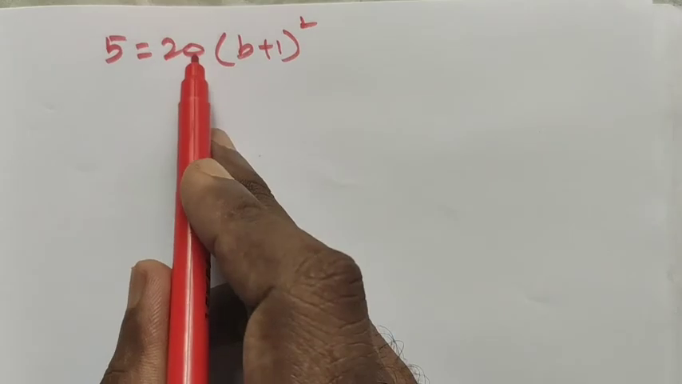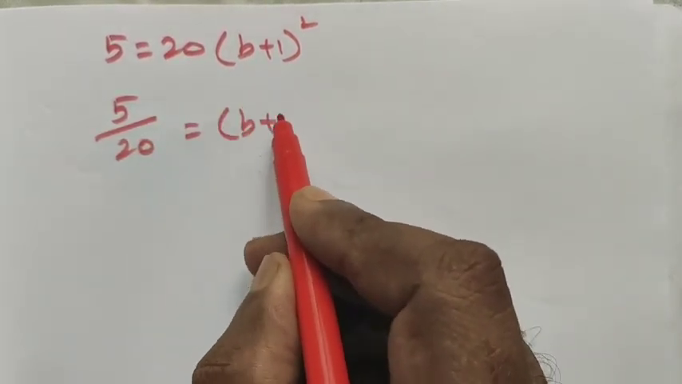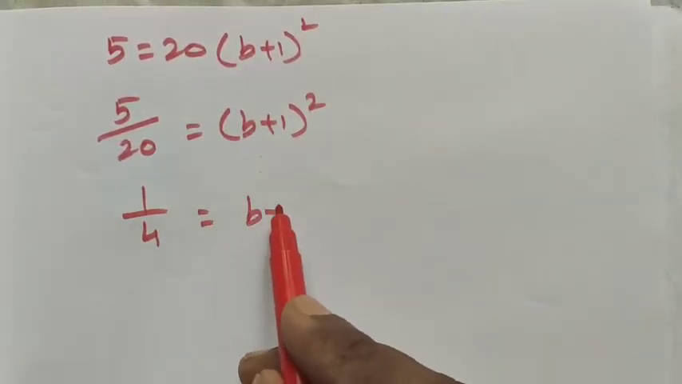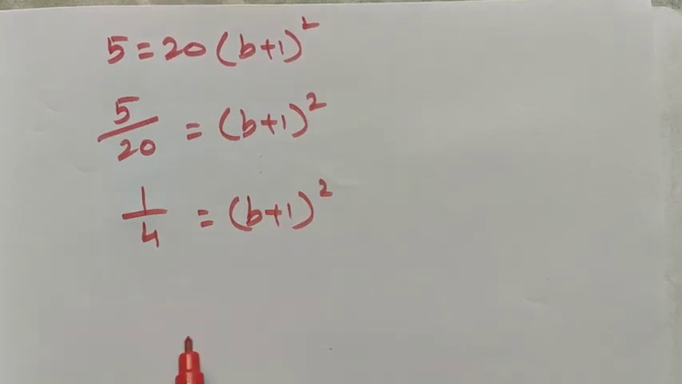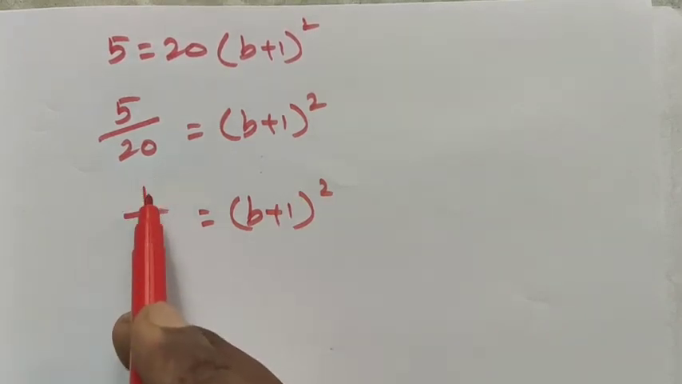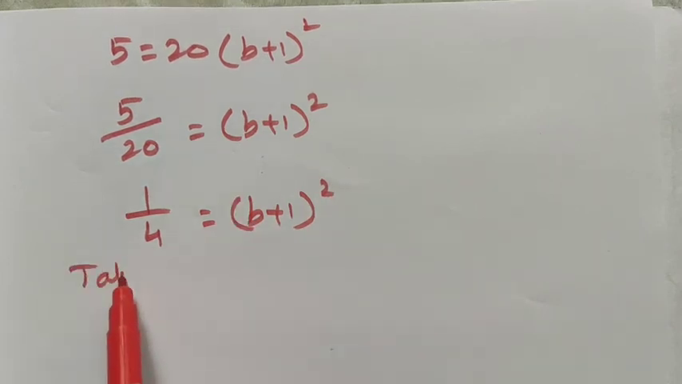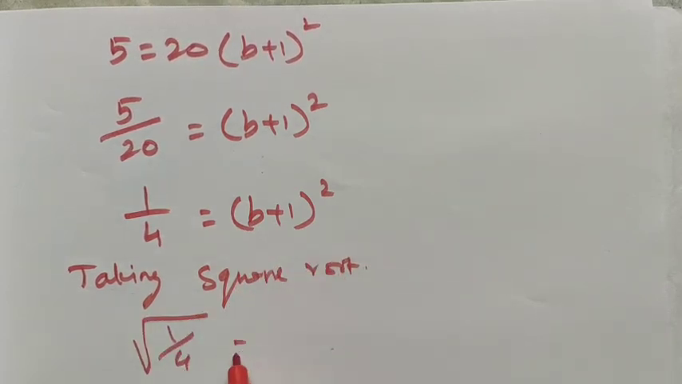From here I take this 20 to another side. So 5 by 20 is equal to (b plus 1) whole square. 5 by 20 is nothing but 1 by 4 is equal to (b plus 1) whole square. Taking square root on both sides. If I take square root for this number, we get 1 by 2. So root of 1 by 4 is equal to root of (b plus 1) whole square.